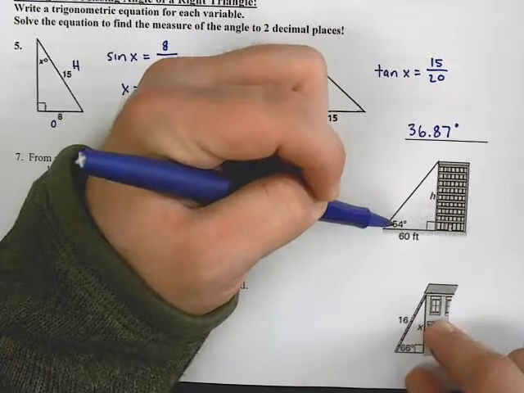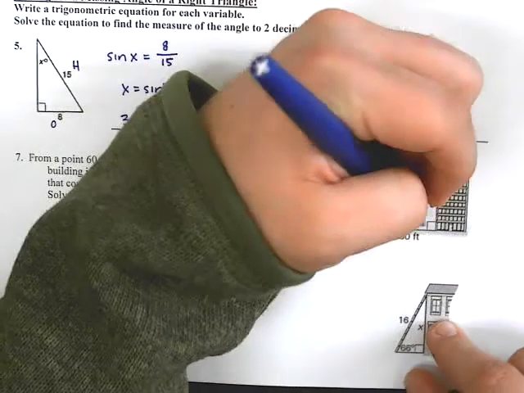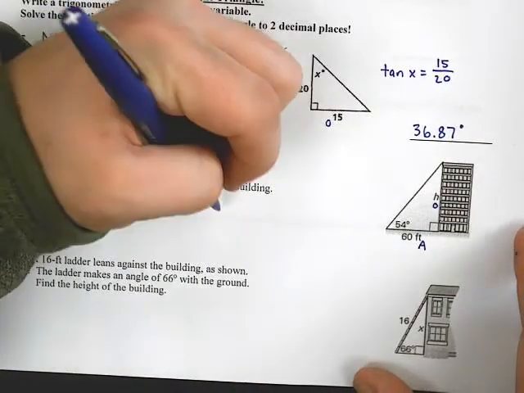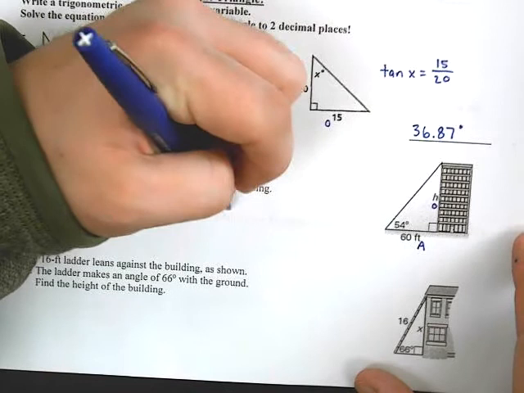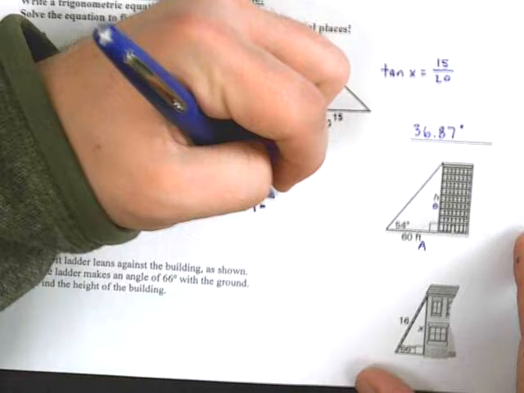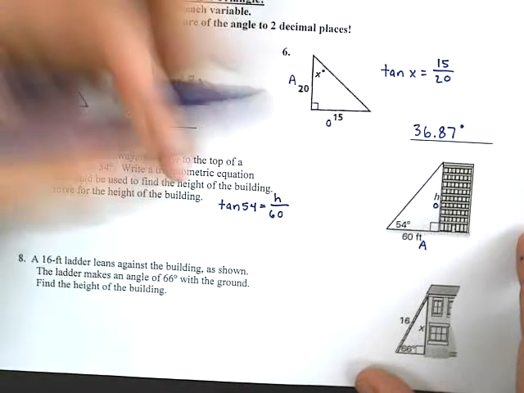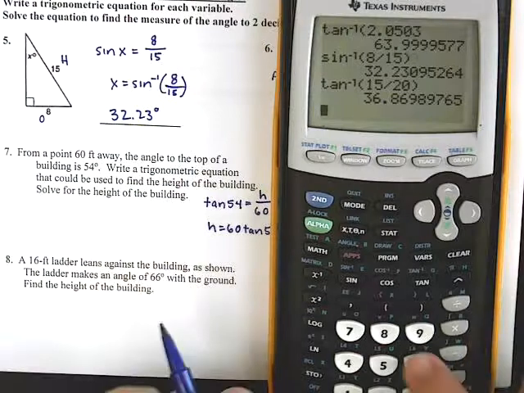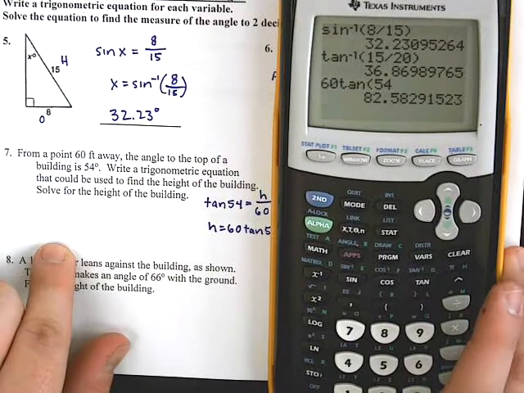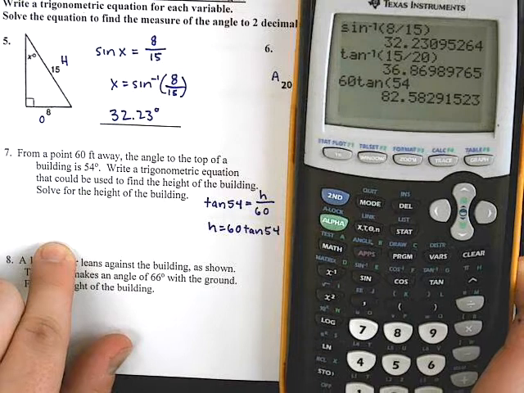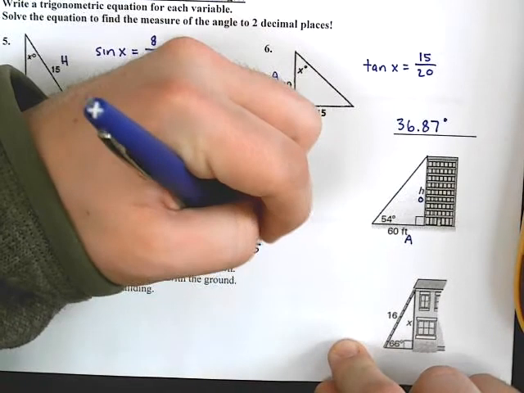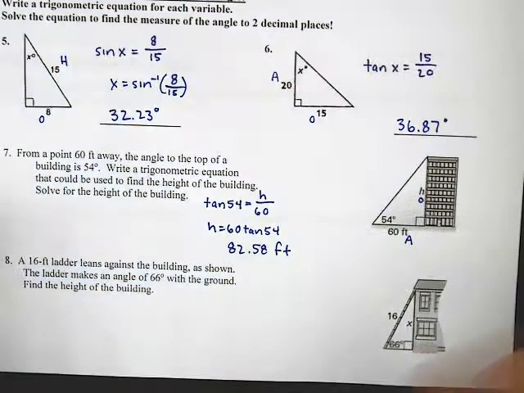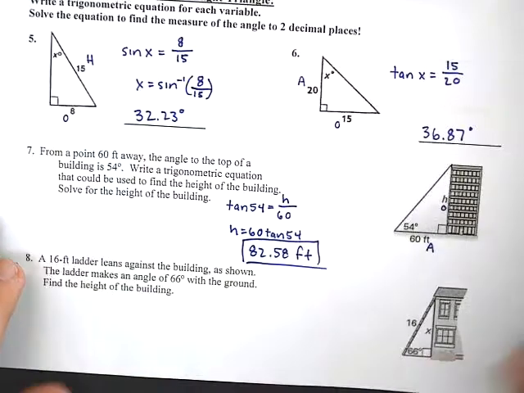If my angle's 54, then here's my opposite, here's my adjacent, and we can just set this up as we've been setting these up. We know that tan of 54 must equal the opposite over the adjacent. So in this case, h equals 60 tan 54. 60 tan 54 is 82.58 feet. Boom, boom, boom. All right.